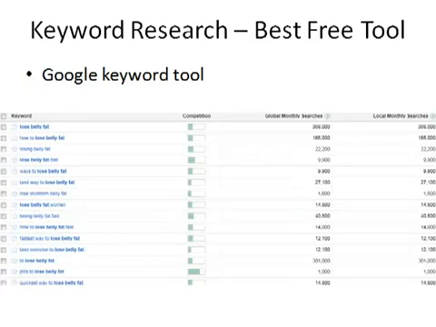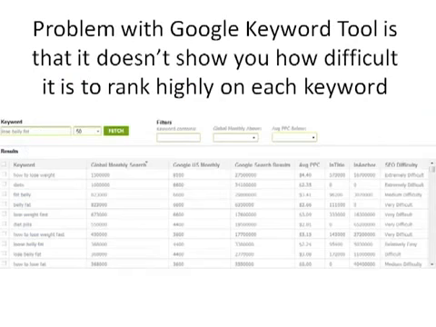Now, when it comes to keyword research, probably the best free tool available is the Google Keyword Tool. If you were to type a phrase like lose belly fat, for instance, into the Google Keyword Tool, it'll give you a bunch of keywords, and it'll give you the global monthly searches and the local monthly searches, and a rough estimation of your competition in Google AdWords. But the problem with the Google Keyword Tool is it doesn't show you how difficult it is to actually rank highly on each keyword in the natural search engines, and that's one of the ways that Traffic Travis is really, really helpful. It shows you a bit more data.